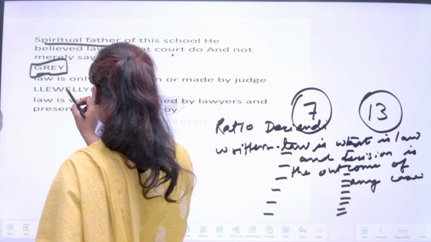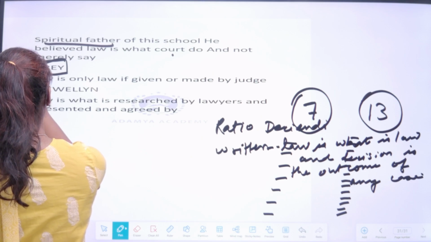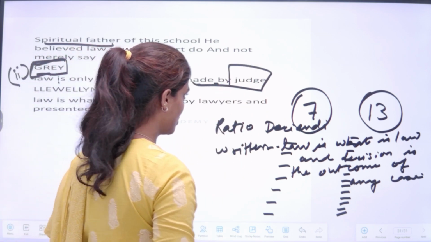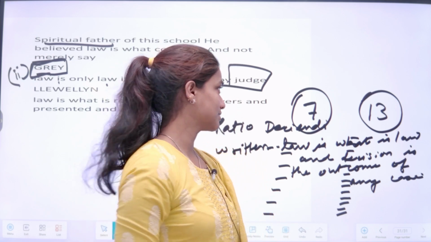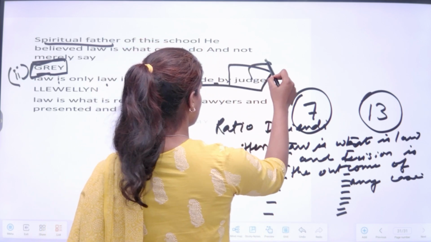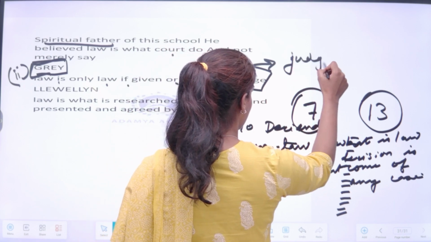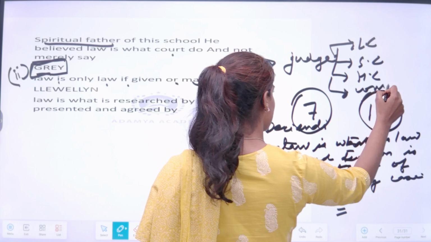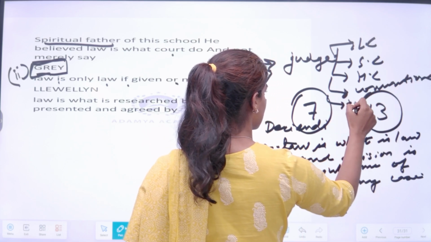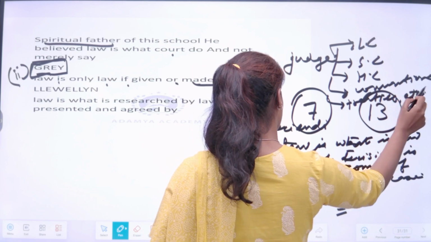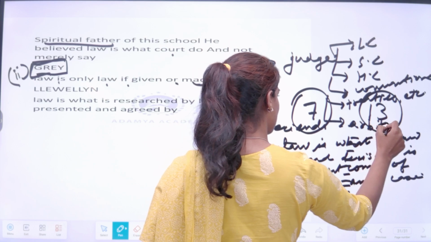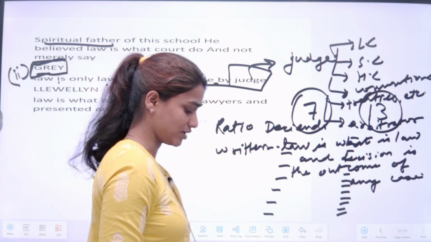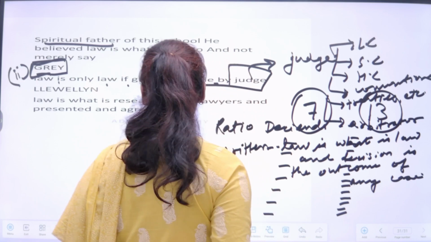And Gray is also a proponent of the realistic school. According to Gray, law is only law if given or made by a judge. He also lays importance on the judge. So the judicial decisions pronounced in the court are what is considered as law. The judge can be of any court, lower court, Supreme Court, High Court, of conventions, of treaties, etc. A judge can be an arbitrator too. So any judgment which is pronounced by the judge is considered to be law.